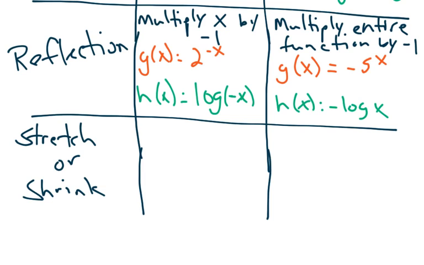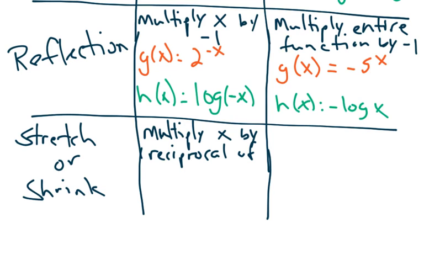Okay, so for stretch or shrink, remember it's multiply x by the reciprocal of your factor. Okay, multiply x by the reciprocal of your factor. If we're talking a vertical stretch or shrink, then we multiply the entire function.